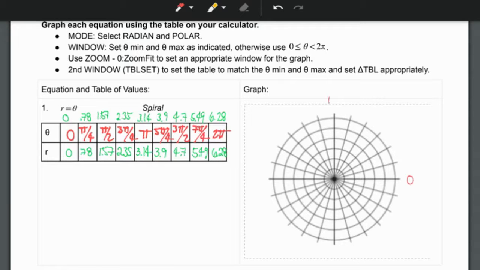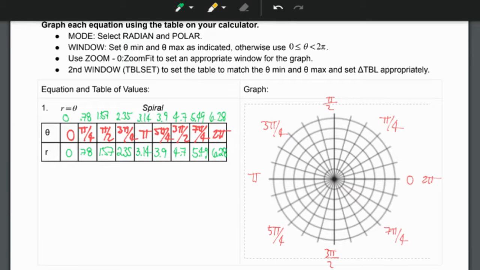All right, so let's recall how we label the graph of the polar coordinate plane. So we have 0, we have pi over 2, we have pi, 3 pi over 2, and 2 pi, which is the same as 0. And then halfway in between each of those, we have pi over 4, 3 pi over 4, 5 pi over 4, and then 7 pi over 4.